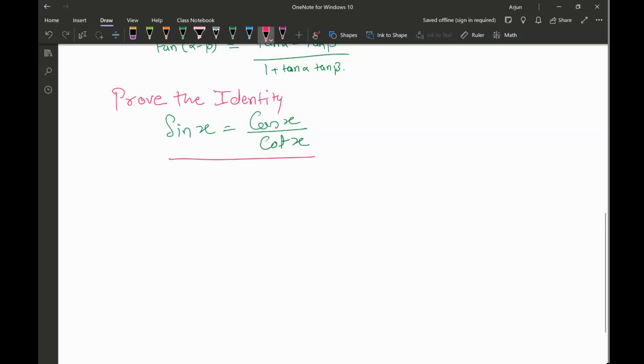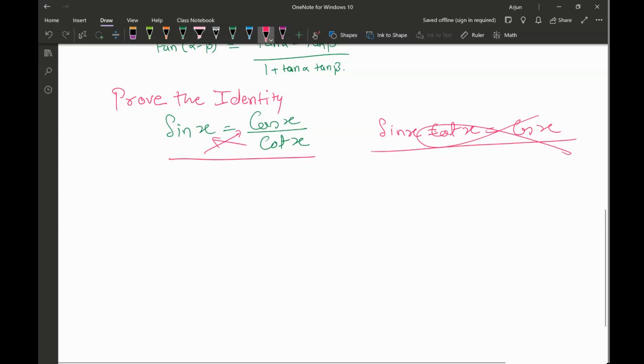Now, when you are asked to prove the identity, please do not cross multiply. Do not do this. I've seen last semester some of the students start writing it as sine x times cot x equal to cos x. Then they started solving it. You cannot do that. Prove the identity means you have to take either the left hand side of the equation and make it equal to the right hand side, or you take the right hand side and make it equal to the left hand side.